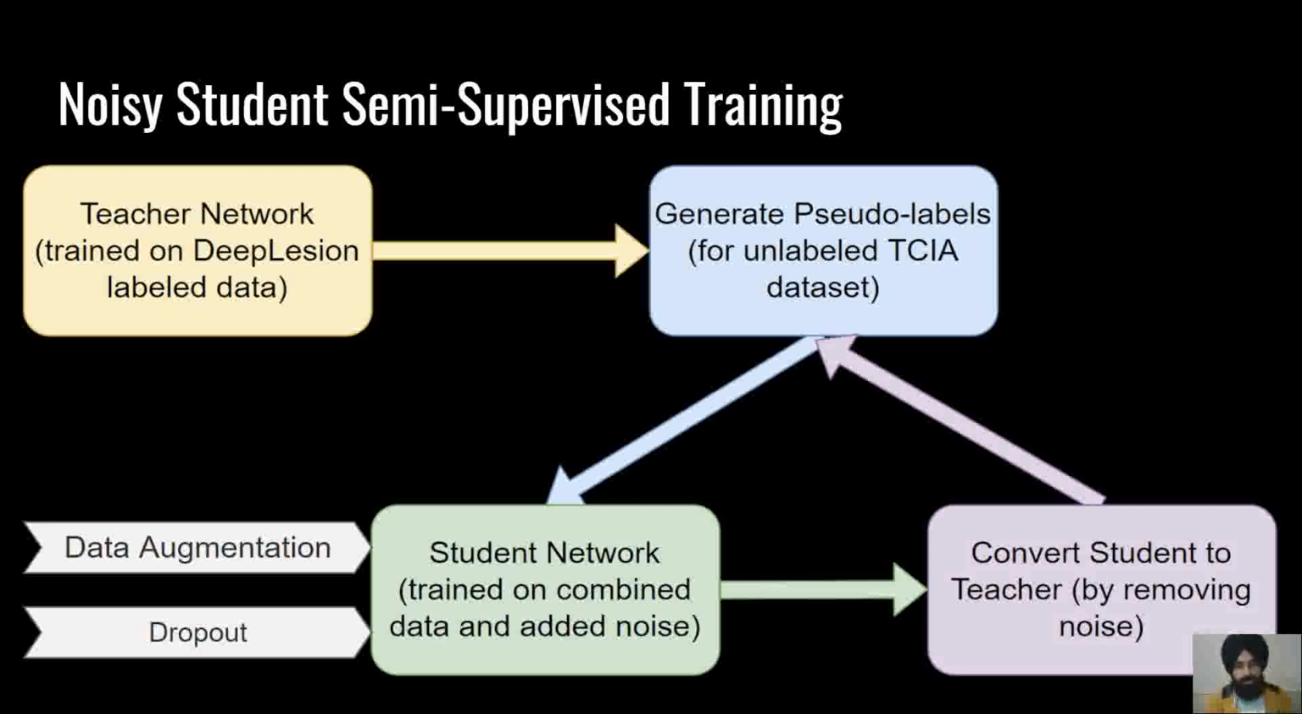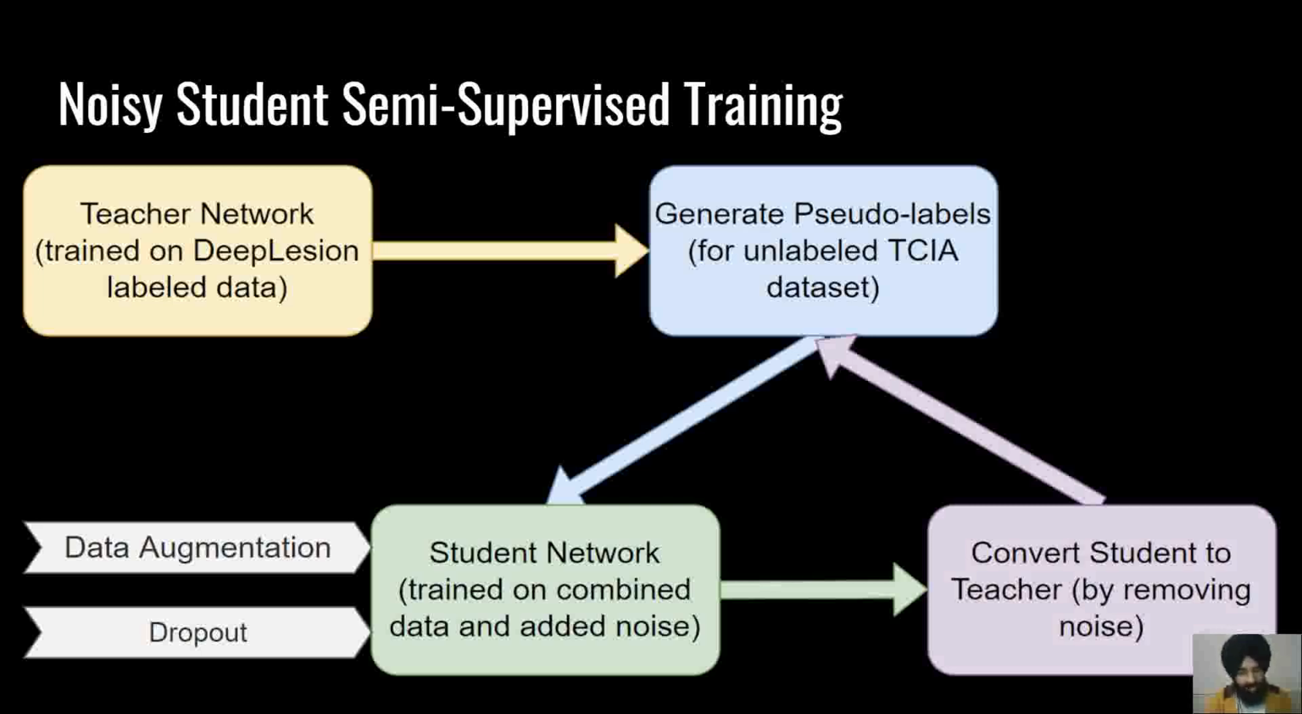This method contains a teacher and a student network. In our case, the architecture of both teacher and student is the same. The learning process is shown in the figure. Here we trained a teacher network on labeled deep lesion data and predicted the pseudo labels for unlabeled TCIA images. Then we mixed the pseudo labeled dataset with the labeled ones and trained a student network.